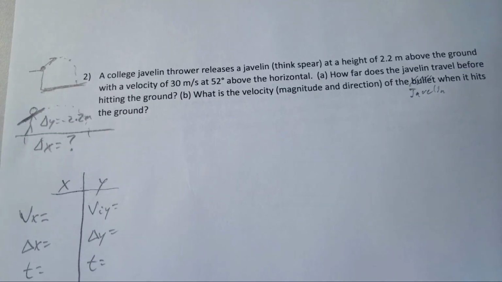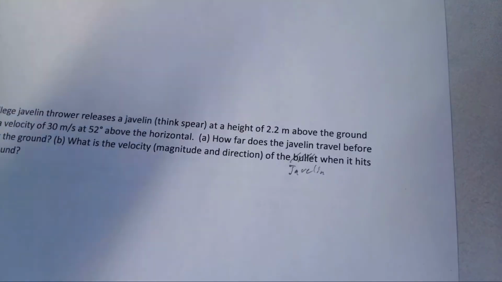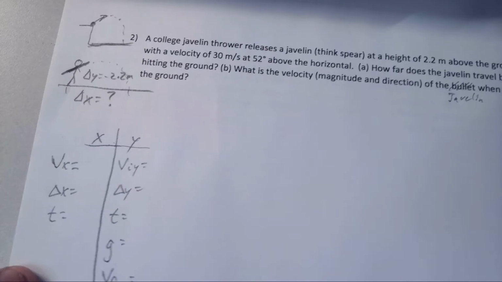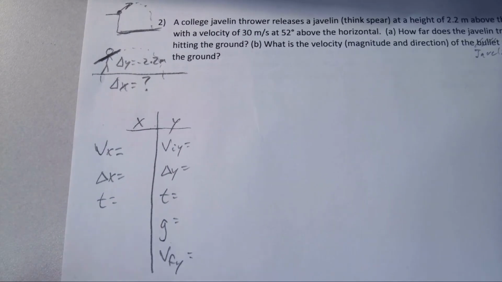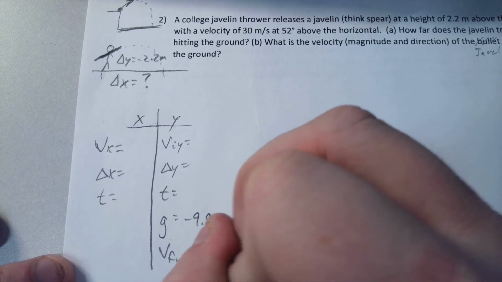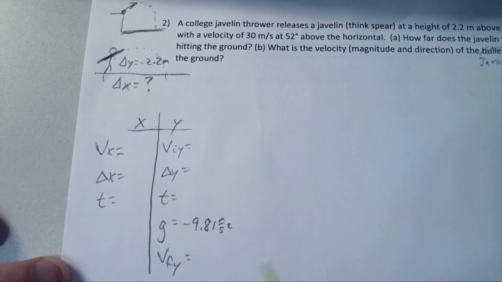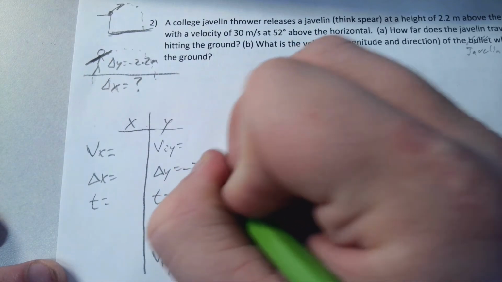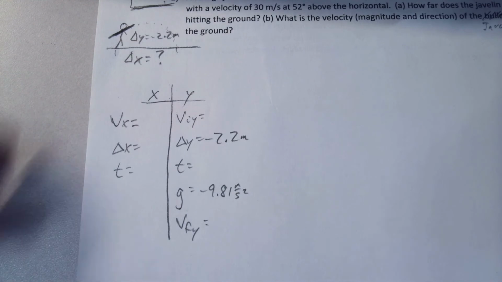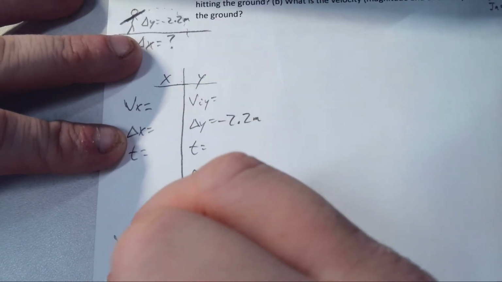So really the only difference in setup here, compared to the ones that we did yesterday, is that this VIY is not going to be 0, because we have some other angle here. Go ahead and plug in what we do know: gravity. We do know that the delta Y is 2.2 meters, goes down. But after we write everything we know, we have to figure out Vx and VIY.